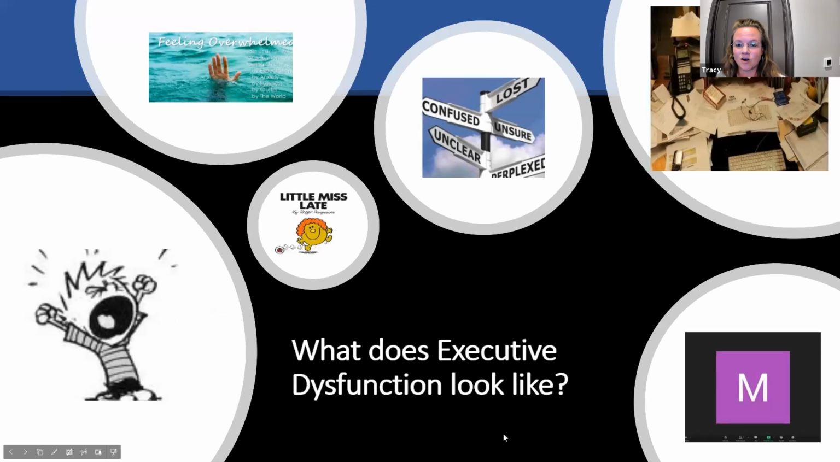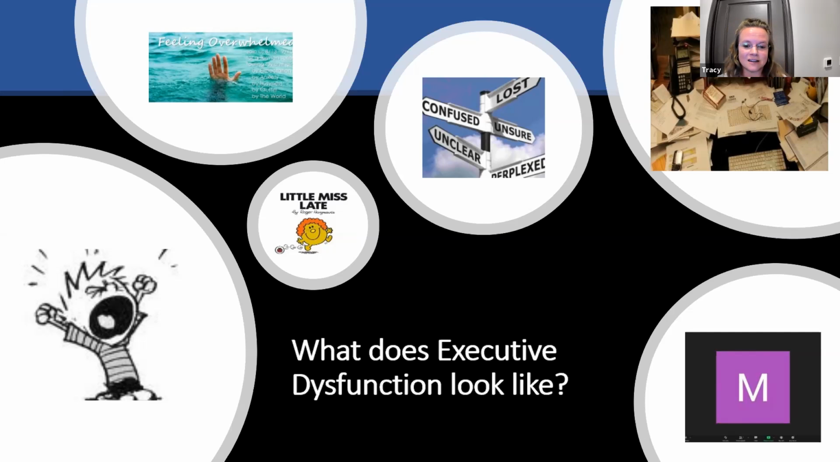Okay, so we talked about the typical executive function development, but sometimes we have to think about what executive dysfunction looks like. Sometimes we know it's not following that typical path. And executive dysfunction can look a lot of different ways. And these are just some of the behaviors or external actions you may see that could be representative of executive dysfunction.